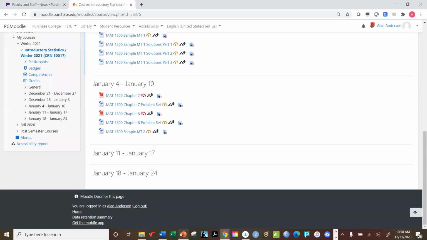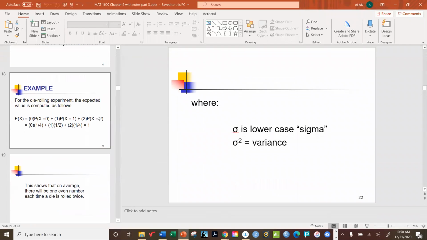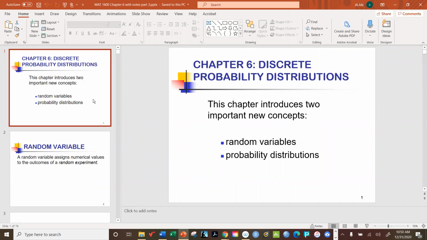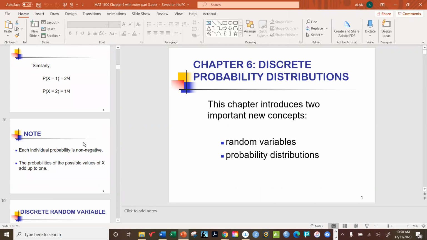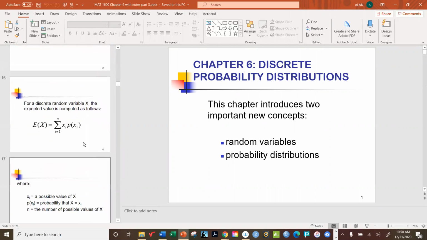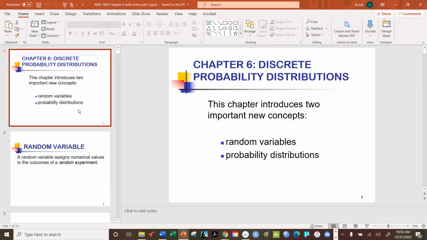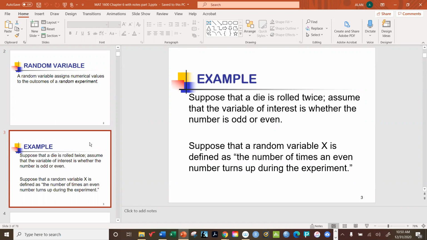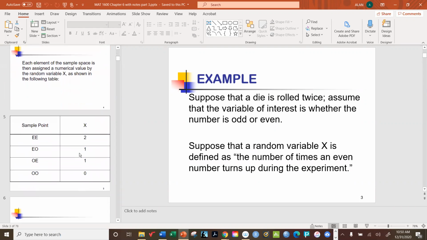All right, so let's get back to where we were, which is chapter 6, our discussion about discrete probability distributions. And specifically, we're looking at the concept of the random variable and the probability distribution. So far we looked at the idea of what is a random variable, and we saw that it simply assigns numbers to the outcomes of an experiment. It's really more for convenience than anything else, because it's much easier to deal with numbers than, let's say, letters like E and O.